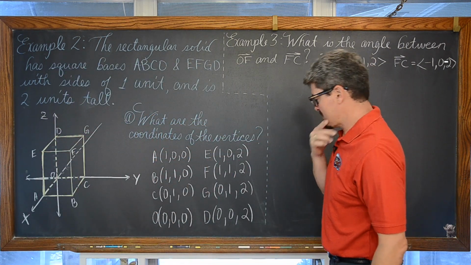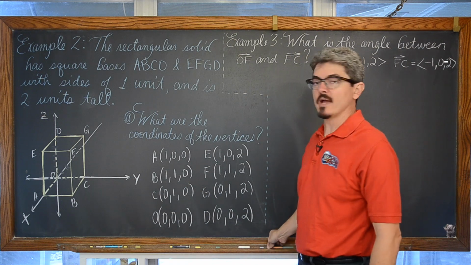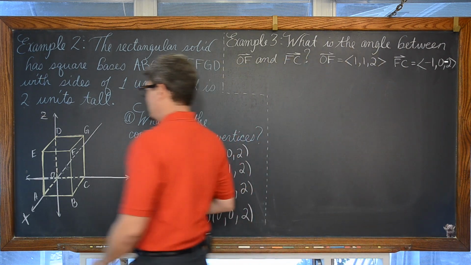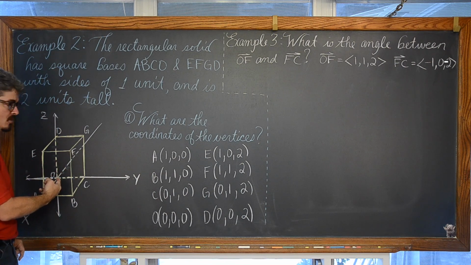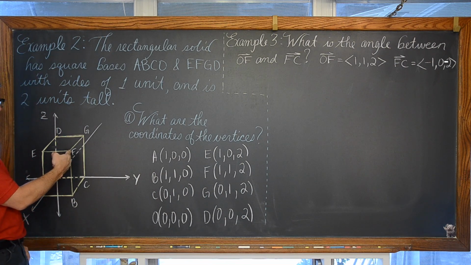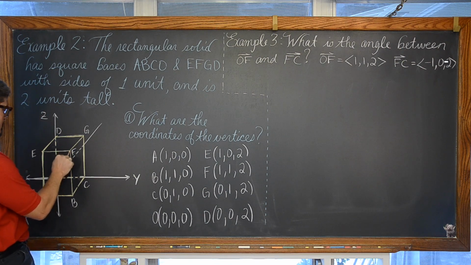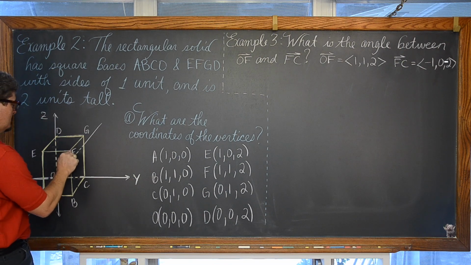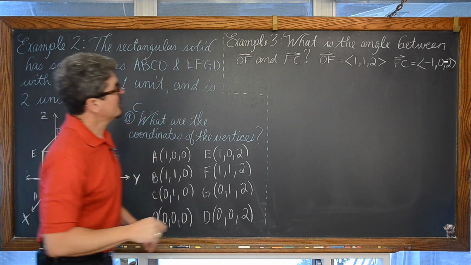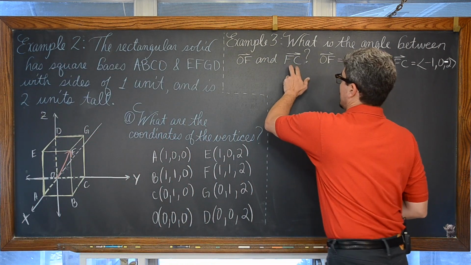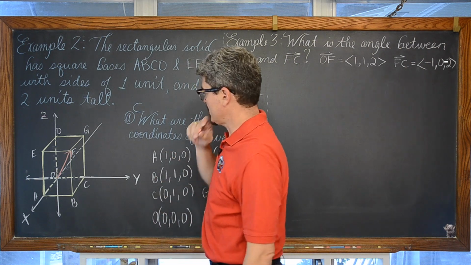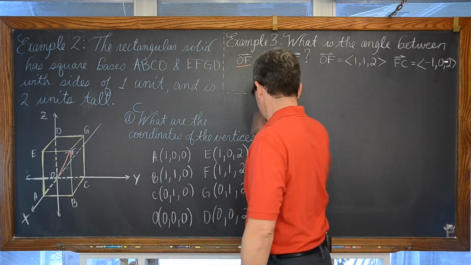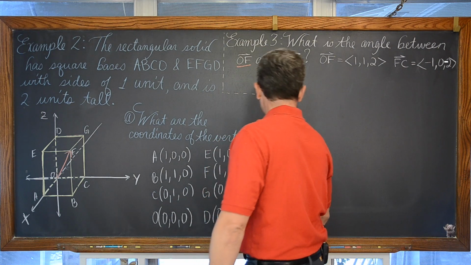Okie dokie. So let's use red. Vector OF is going from the bottom left-hand corner of the base of this cuboid to the front upper right-hand corner. And then from there, we're looking at vector FC as defined by this rectangular solid or cuboid. So there's our red. Here is our green.